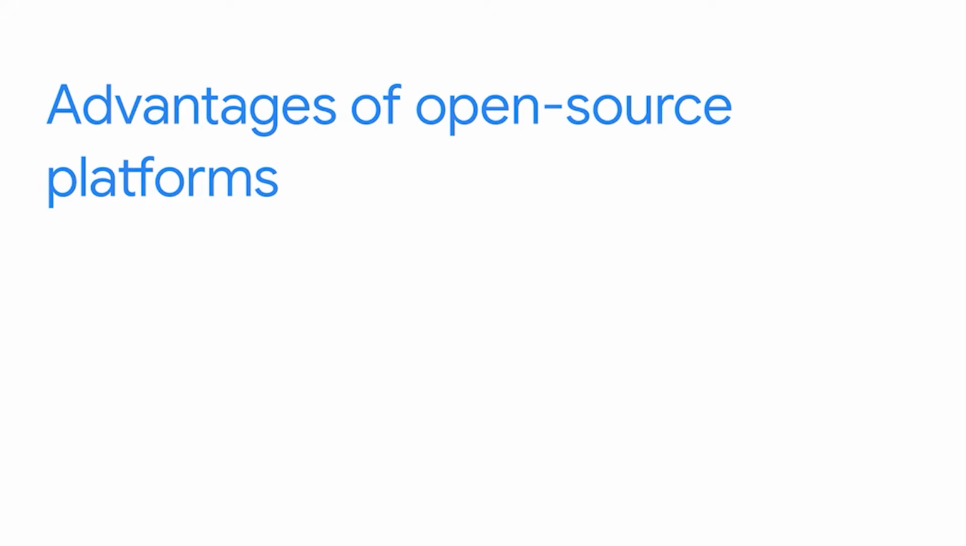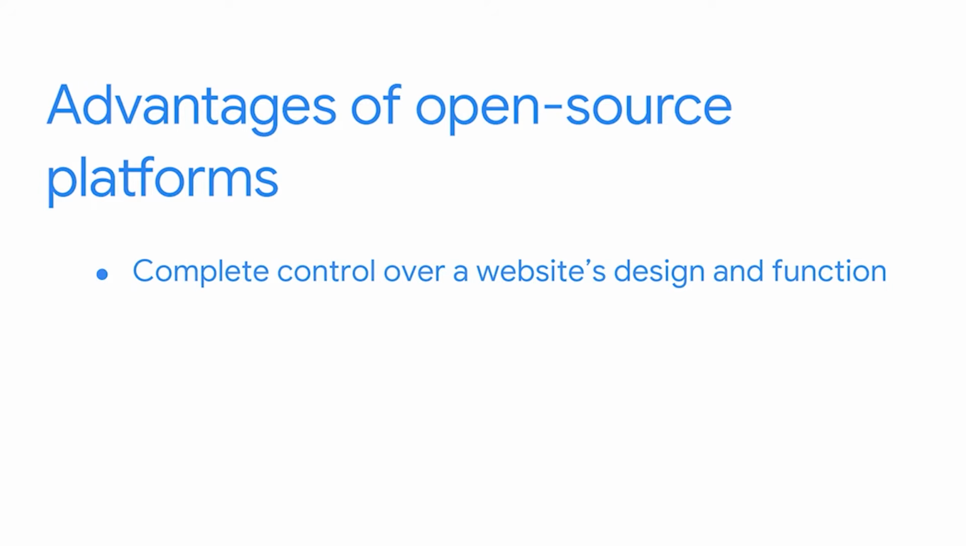Now that you understand the difference between open source and SaaS platforms, let's consider the advantages and disadvantages of each. First, let's cover open source platforms. The biggest advantage of an open source platform is that it gives a company complete control over the design and functionality of their e-commerce store.